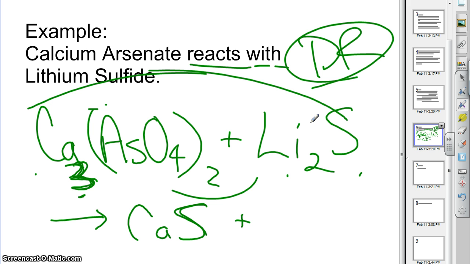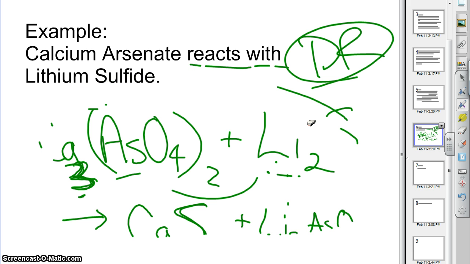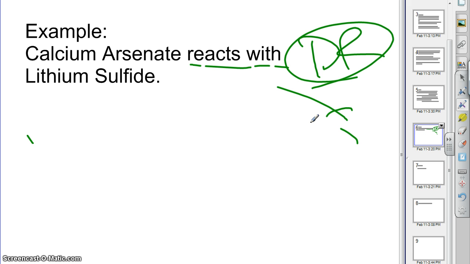And our other product, the positive part of this guy is lithium, and the negative part of that guy is arsenate. So lithium is +1, arsenate is AsO4 -3, so we need 3 lithiums and 1 arsenate, and there we go. So that's gotten kind of messy, so let me just rewrite the whole thing in a nice little neat manner. Calcium arsenate. Oops, started writing it out.